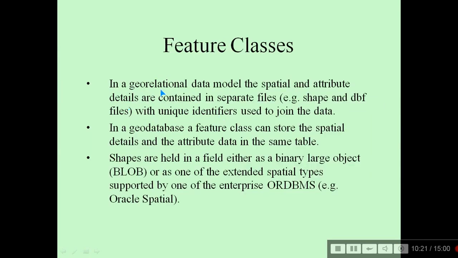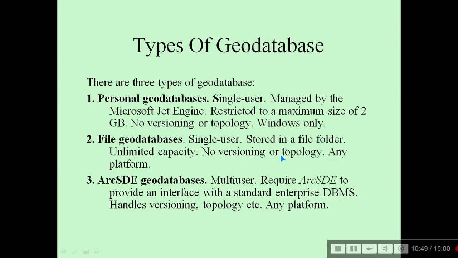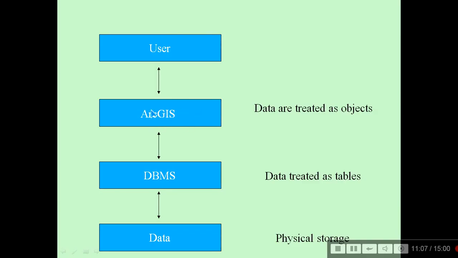Now coming to feature classes. In a georelational data model, the spatial and attribute details are contained in separate files, that is shape and dbf, with unique identifiers used to join the data. In a geodatabase, a feature class can store the spatial data and details and the attribute data in the same table. Shapes are held in a field either as a BLOB, that is binary large object, or as one of the extended spatial types supported by one of the enterprise ORDBMS. Example, Oracle Spatial. Types of geodatabase. There are three major types of geodatabases: personal geodatabases, file geodatabases, and ArcSDE geodatabases. If we specifically talk about the ESRI products, we have user, GIS, ArcGIS, and DBMS and data.